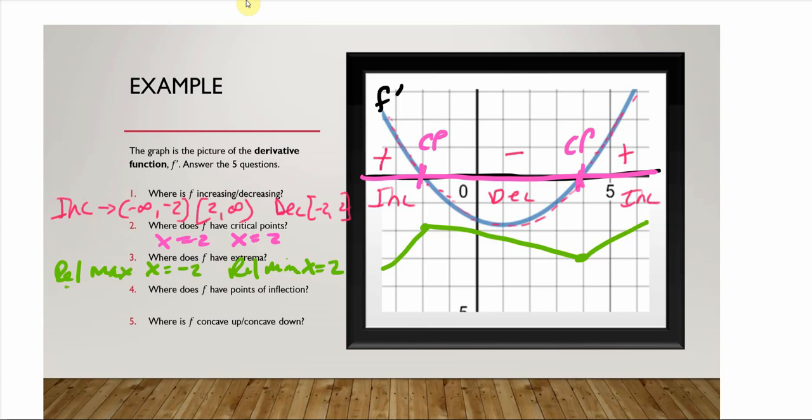And why do you say we have a relative max at x equals negative 2? Because the picture of f prime changes from positive to negative. And why do we say it's a relative min at 2? Because it changes from negative to positive. That's a theorem in calculus, right?